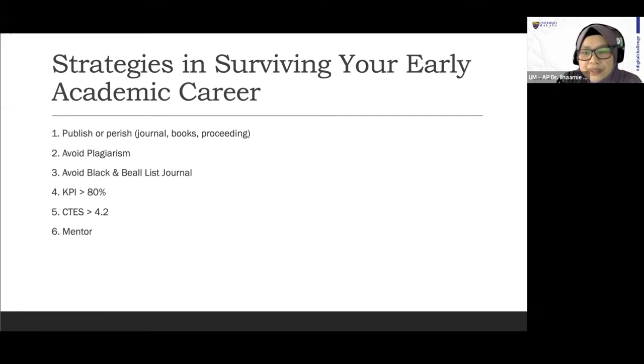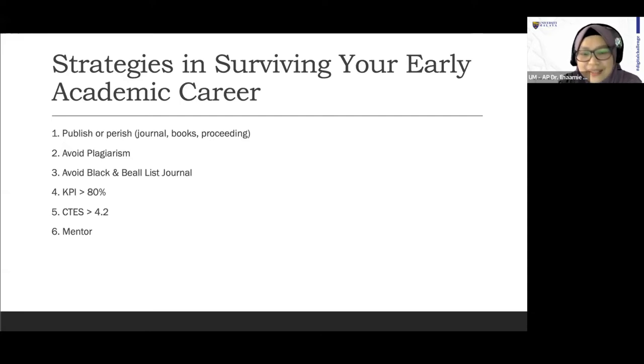Research has found that academics with a mentor are more productive and more successful. A mentor can help you in your early career by looking for new avenues for networking and collaboration. He can also help you in understanding the working culture in our university, and especially office politics.